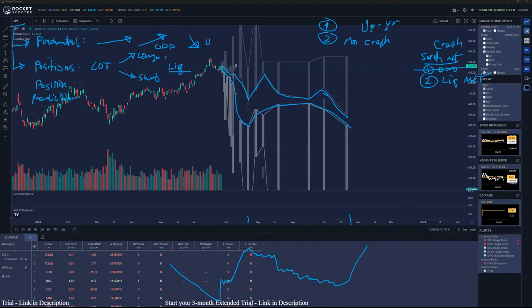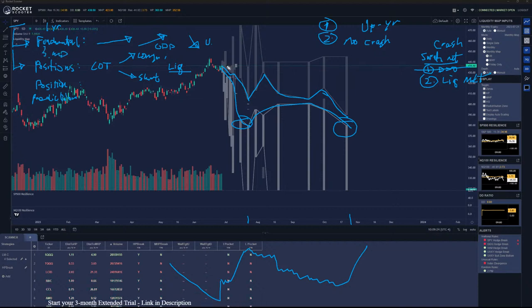So now we're predicting the COT. Shorts are going to get squeezed in two waves: wave one, wave two, over the next 3 months. So fundamentally, this is 1 year. Positions, this is about 3 months.